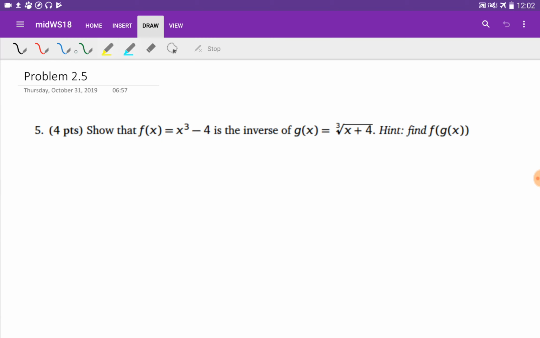Problem 2.5, it's about the inverse function. So we need to verify whether these two functions are inverses. We can do this by finding the composite of these two functions. The composite of the inverse functions is going to be equal to x.